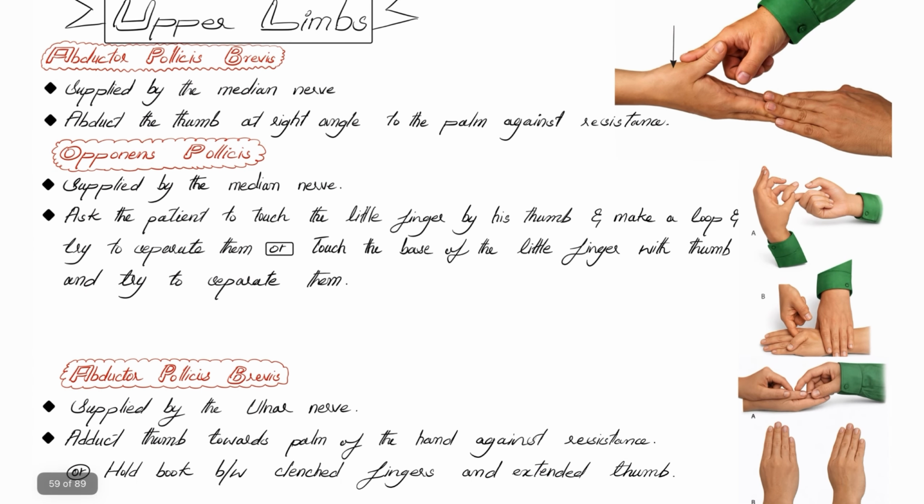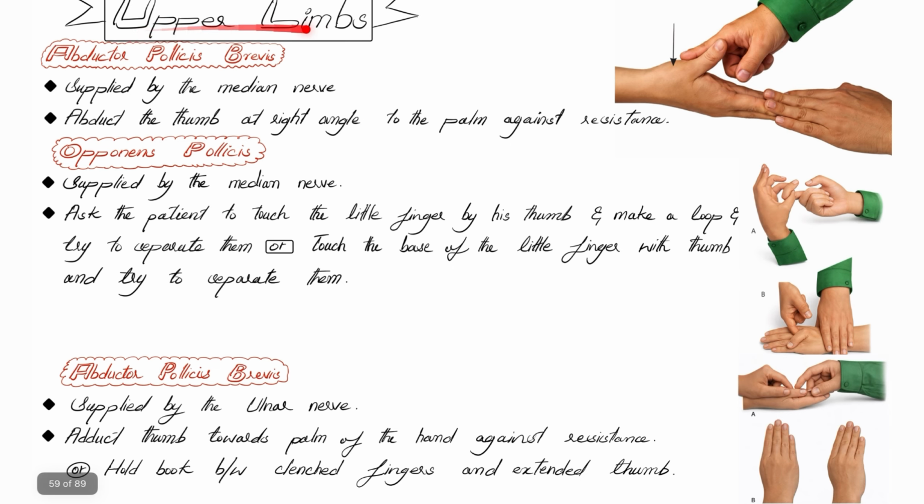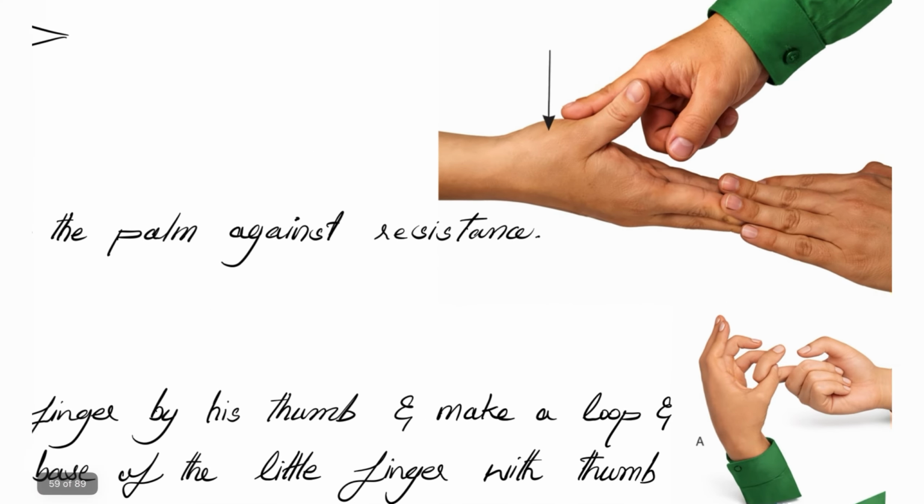Let's now assess the strength of upper limb muscles, starting with abductor pollicis brevis. It is supplied by the median nerve. So you need to instruct the patient to abduct the thumb at a right angle to the palm against the resistance, as you see in the image.